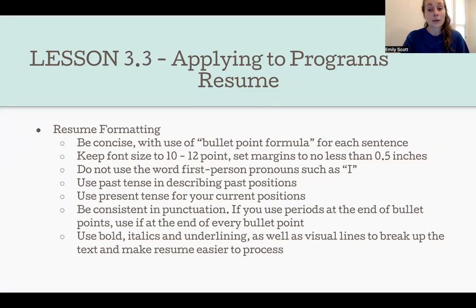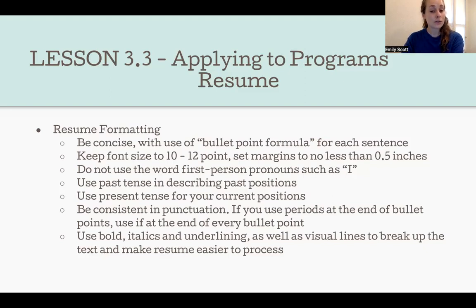Use things like the bullet point formula for each sentence. We'll go through the bullet point formula that's in your handouts. Also keep your font size to 10 to 12 point, and set margins to no less than 0.5 inches. You'll see during my example, I did not follow that recommendation, but it is important to make sure that you're following those formatting standards.